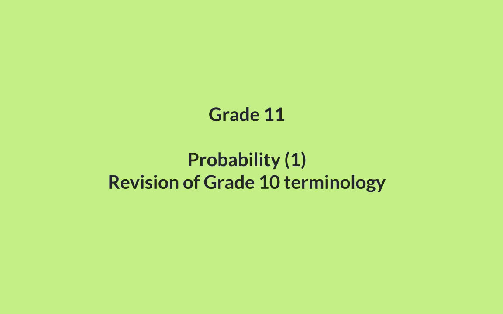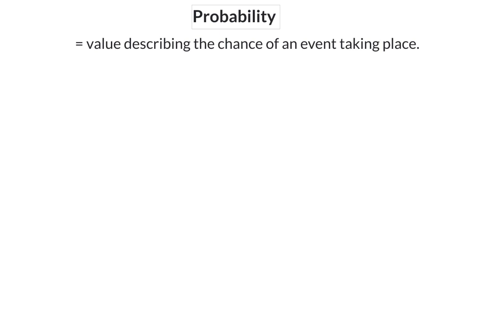In this lesson, we start off the chapter Grade 11 Probability by revising the Grade 10 terminology. Probability is a value that describes the chances of a specific event taking place, or in other words, the chances of something happening in a specific way. This value can be given as a normal fraction, a decimal fraction, or percentage.